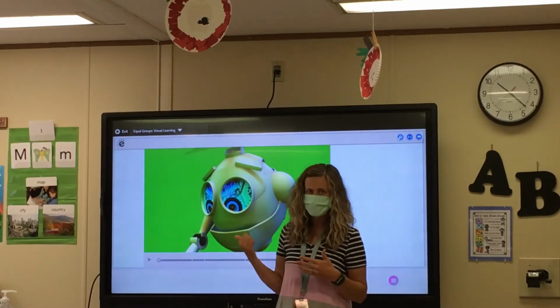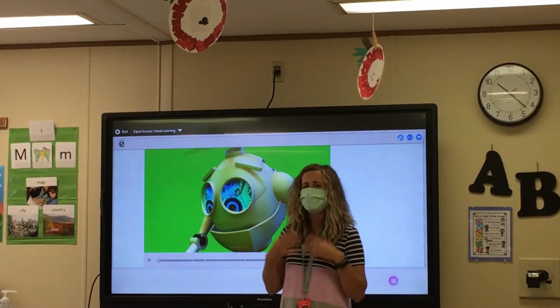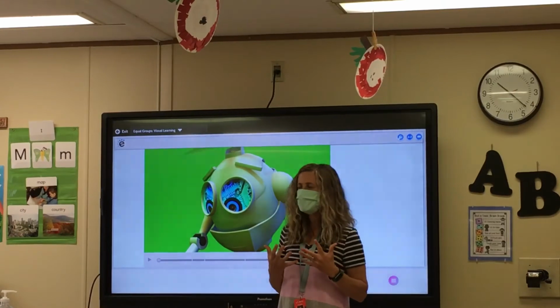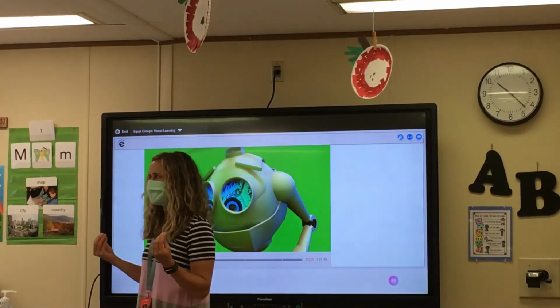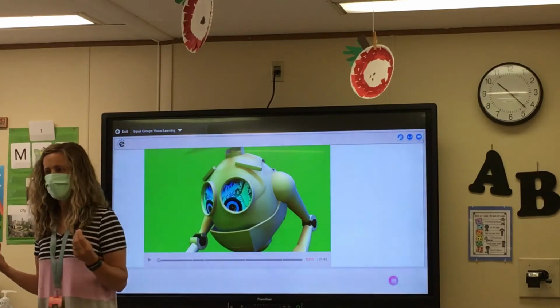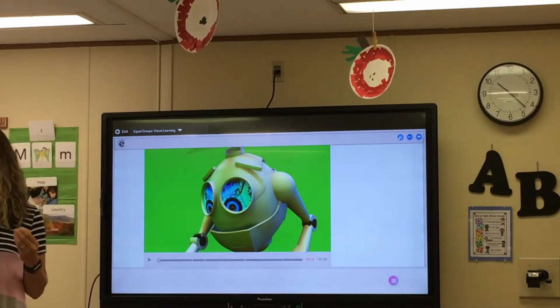What we're going to be talking about today. Okay, so for math today, we're talking about equal groups. Does anyone know what it means for things to be equal? When I say equal groups, what do you think that means, Madeline? They're both the same.